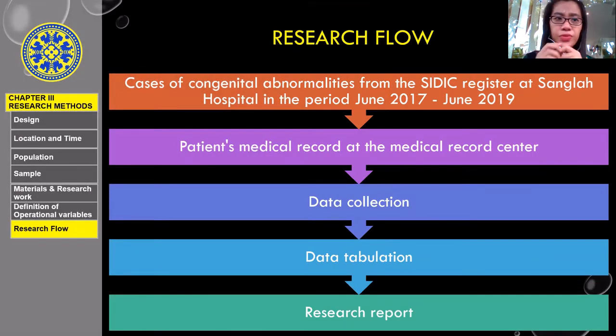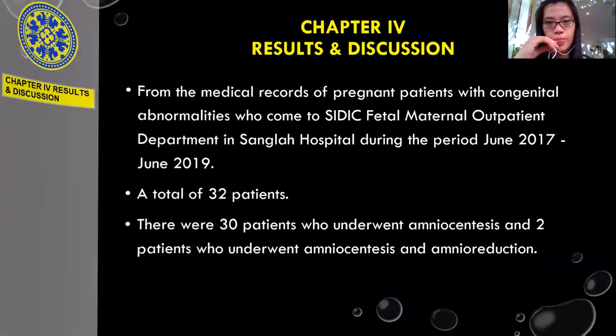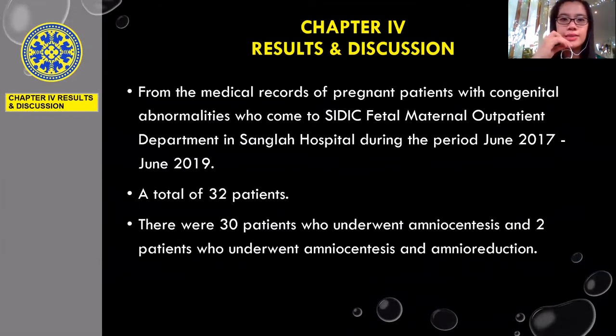The flow for the research: first we have the cases from the SIDIC register, and then we take the patient medical record at the medical record center, and we collected the data, and we did data tabulation, and then we made the research report. The result in this discussion, we got a total of 32 patients. There are 30 patients who underwent amniocentesis and 2 patients who underwent amniocentesis and amnioreduction.